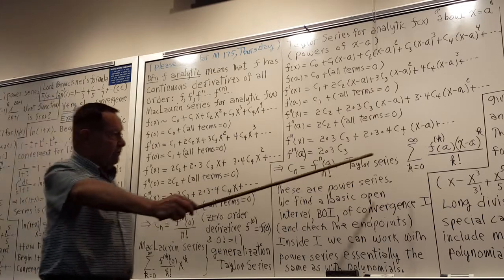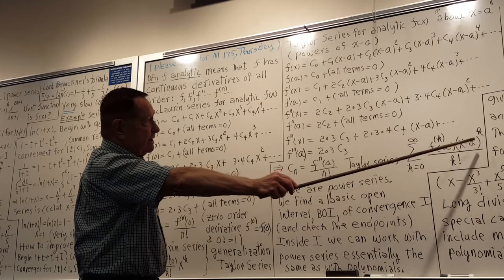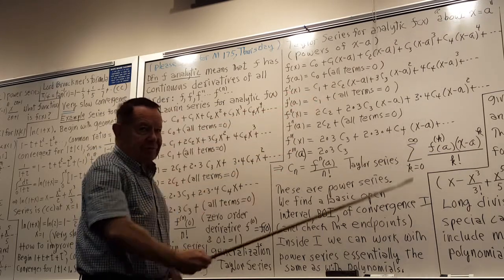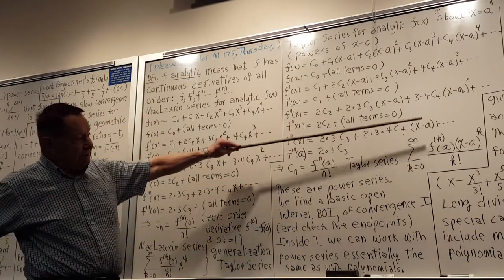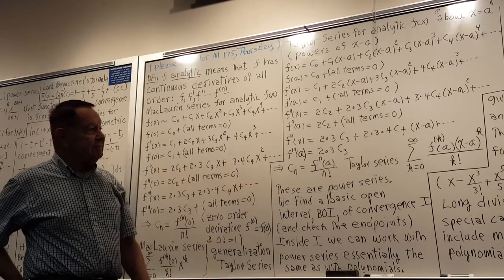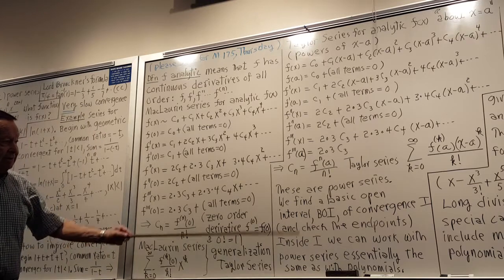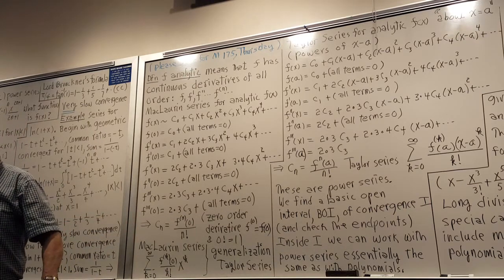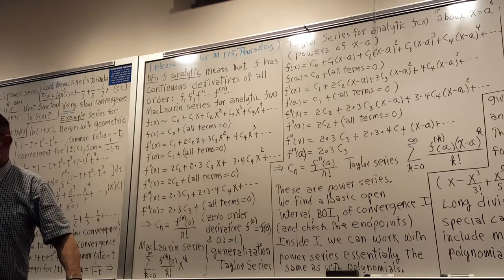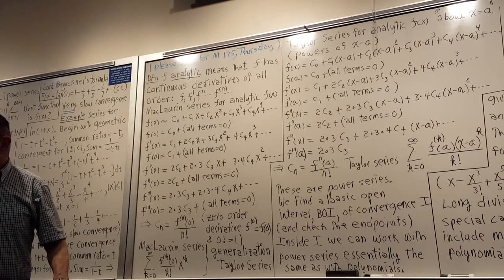And so your Taylor series then, in powers of x minus a, or about x equal a, if you want to say it as the book does, your formula looks like this. And so these are power series. And as a power series, you can find a basic open interval, the same as we were doing last week with power series.